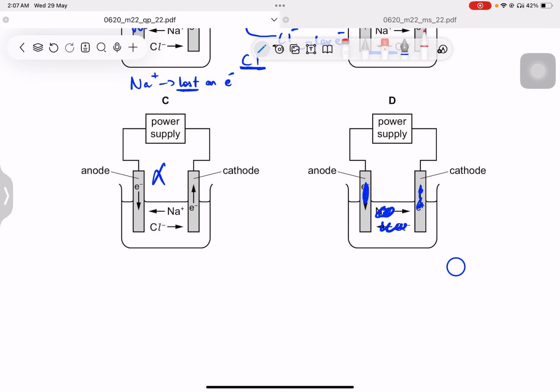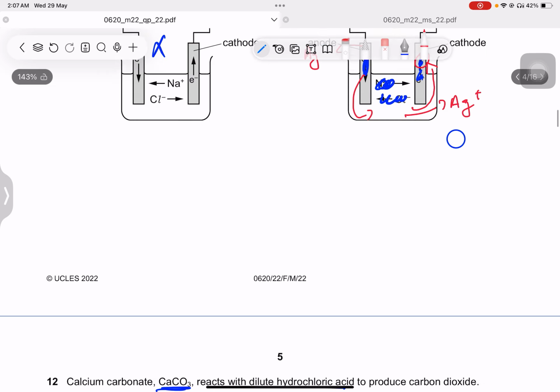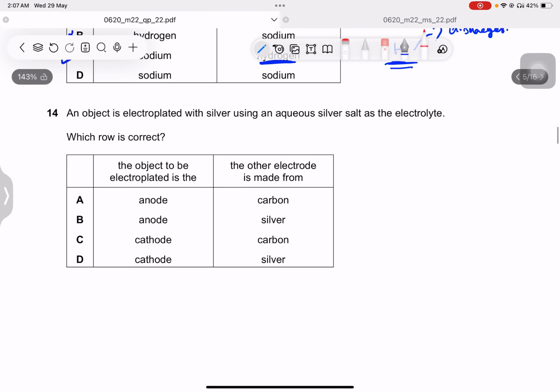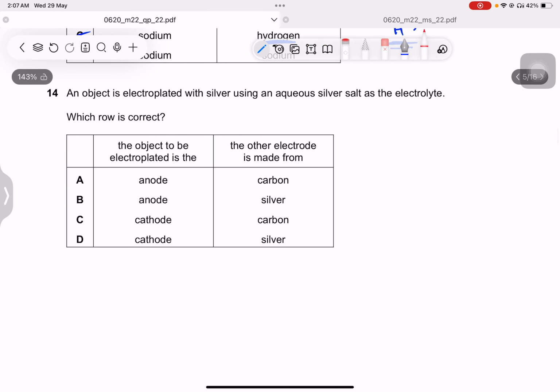So naturally, if we wanted this to be electroplated with silver, we will make this with silver, and this electrolyte solution will also have silver. So what will happen is this will interfere with the reaction and dissolve over here, and from here the pure silver will be deposited on the coin. Next, so the correct option is the cathode will be of the object to be electroplated, and the other electrode is made from silver.